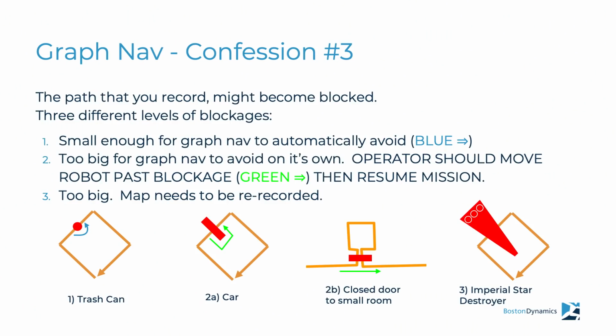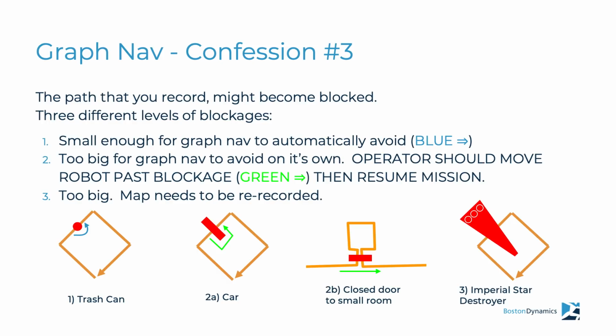Confession number 3, the graphs don't last forever. Eventually your graph will expire. Sometimes the world changes and the robot can no longer localize and your robot will continuously report lost. Sometimes there's a blockage that's preventing the robot from getting where it needs to go. There are 3 different types of blockages that can happen.